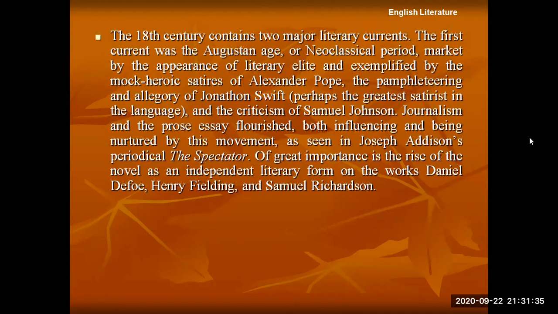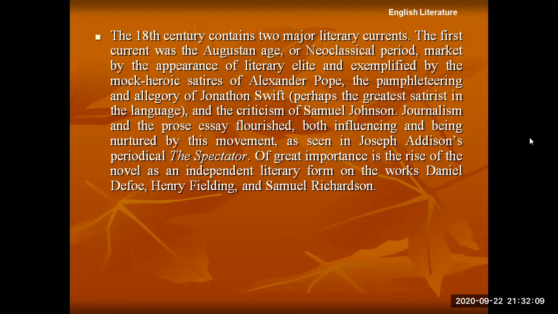The 18th century contains two major literary currents. The first current was of the Augustan Age, or neoclassical period, marked by the appearance of a literary elite and exemplified by the more heroic satires of Alexander Pope, the pamphleteering and allegory of Jonathan Swift, perhaps the greatest satirist in the language, and the criticism of Samuel Johnson.